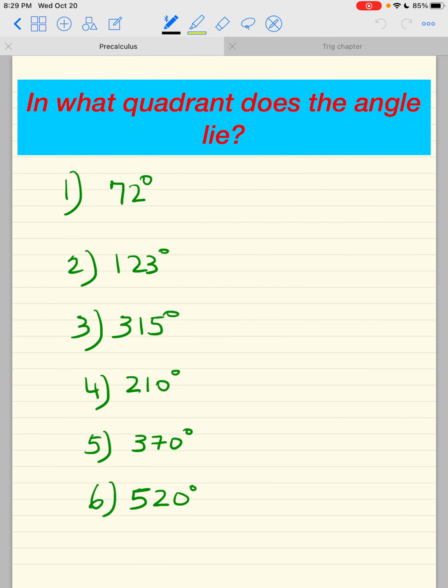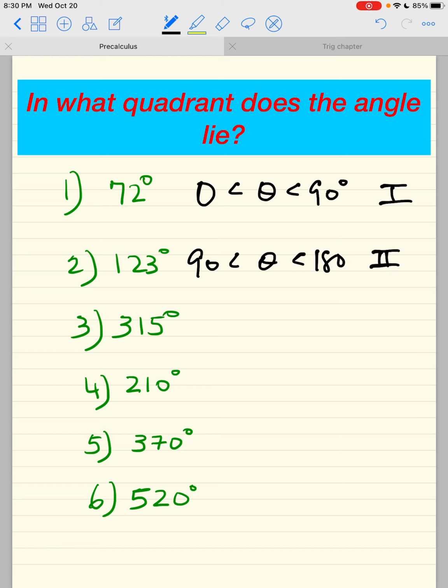And what I'm going to do in this exercise really quickly is we're going to decide in which quadrant the angle lies. Some of you might think it's tedious, it might be too easy, but I promise you it will get better, and I'm doing this for a reason. 72 degrees is a number between 0 and 90 degrees. Therefore, it lies in quadrant 1. 123 degrees is a number between 90 and 180, so it lies in quadrant 2.